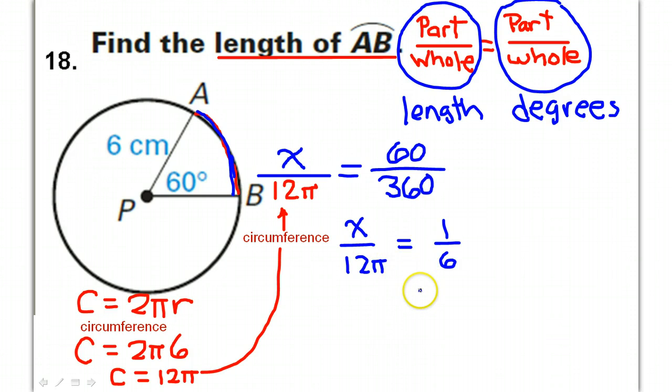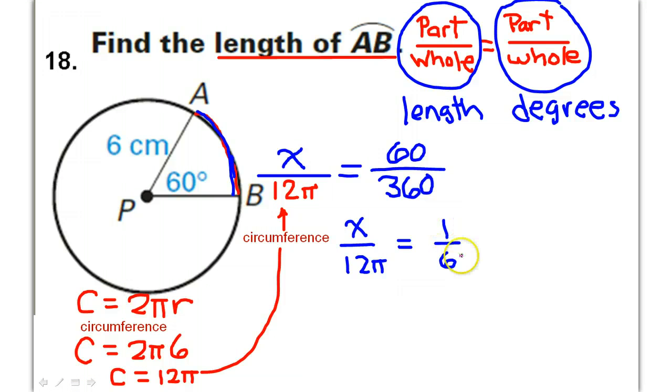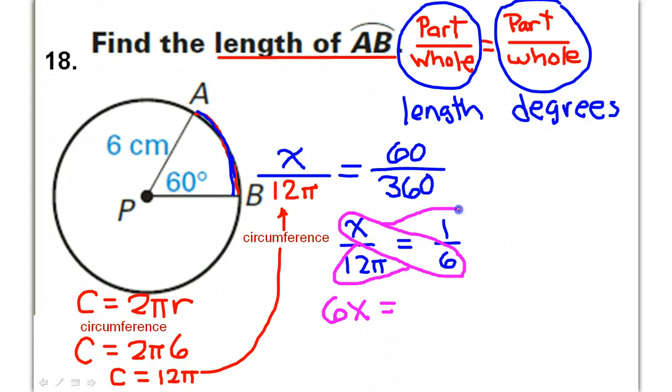Now we cross multiply. So, of course, cross multiplying means that we're going to do this. We're going to multiply these diagonals. So 6 times x, of course, that's just going to be 6x equals. Now, when I do these diagonals, it's a little extra easy because 12 pi times 1, of course, is just going to be 12 pi. So you can probably see what's about to happen next.